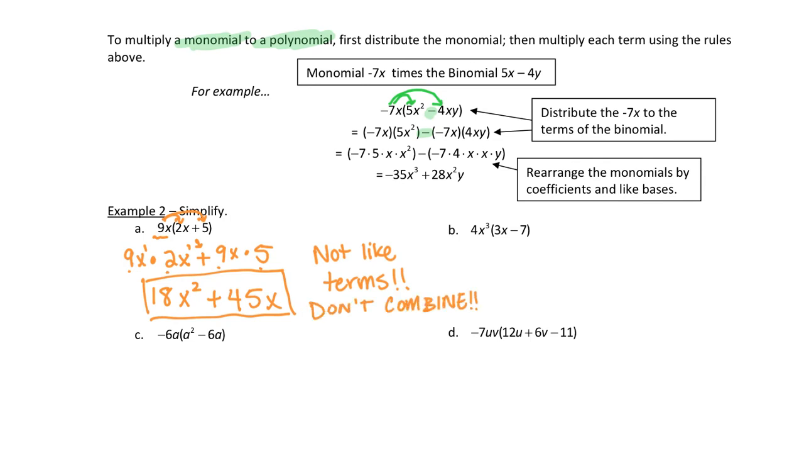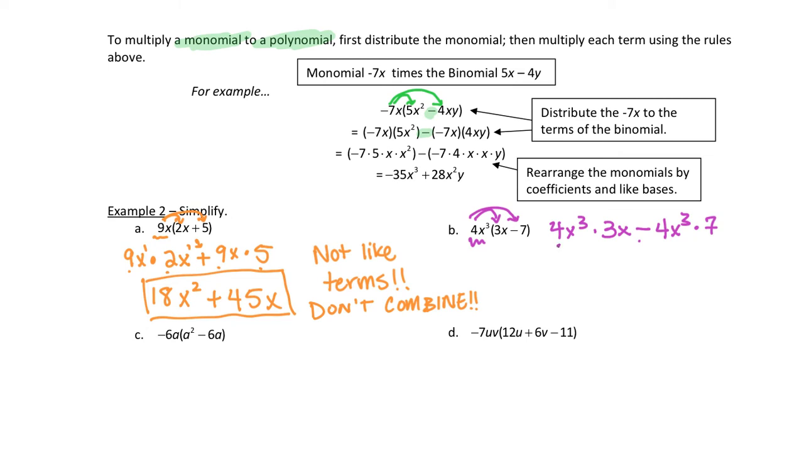Moving on to example B, we're going to do the same thing. We've got this 4x cubed, and we're going to multiply it to each part here. 4x cubed times 3x, and then bring in that minus, and we've got 4x cubed times 7. Now notice I did put the negative here. I did not apply it to the 7, but you need to either have a plus or a minus. You've got to have something to separate those two groups.